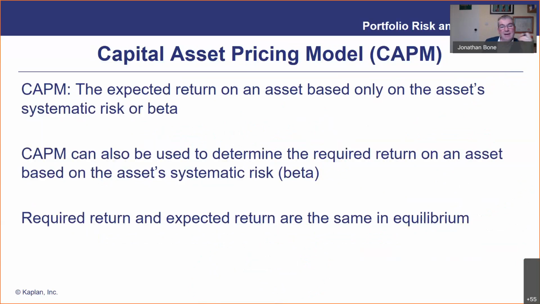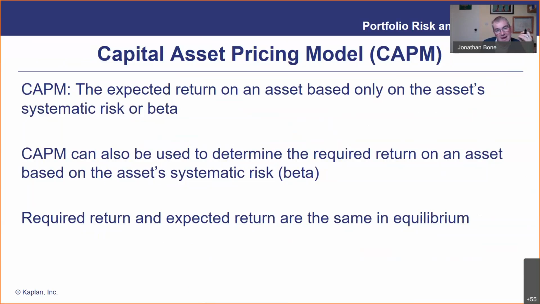Okay, so CAPM is the expected return on an asset based only on the asset's systematic risk, or beta. So, of course, what that means is if we know an asset's beta, we can tell you what required return it should have given that level of systematic risk. Required return and expected return are the same in equilibrium.